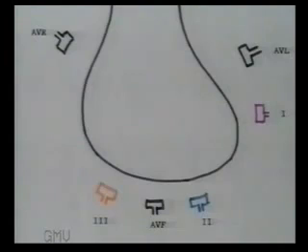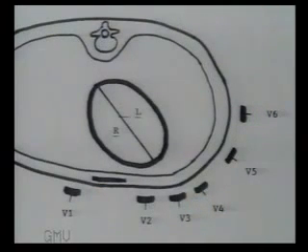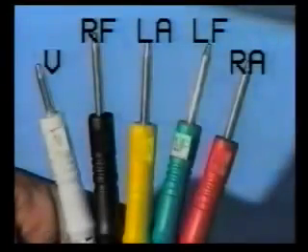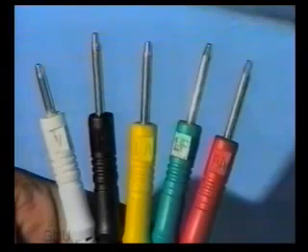6 of these leads, that is 1, 2, 3, AVR, AVL and AVF, give different views in the frontal plane, and 6 chest leads V1 to V6 give the views in the horizontal plane. The ECG machine has 4 limb leads and 1 chest lead. The white lead marked V is for the chest, and the other color-coded leads are for the right foot, left arm, left foot and right arm respectively.